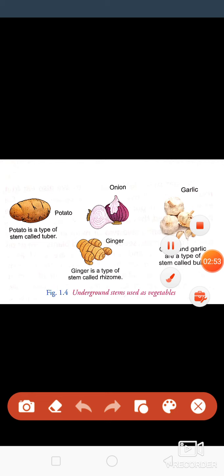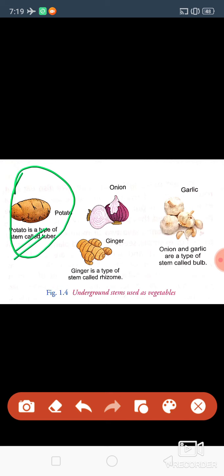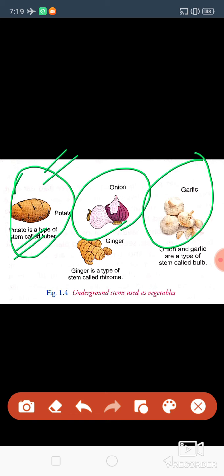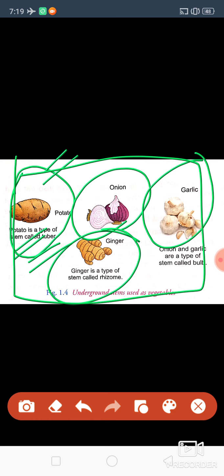Look here, potato is a food item which we get from the stem. Potato is a stem part. Like that, onion is also a stem part of the plant. Garlic is also a stem part of the plant. Ginger is also a stem part of the plant. Okay, so all these are the food parts which we get from the stem of the plant. You can be asked to mention the names of the food items which we get from the stem of the plant. So these are the food items which we get from the stem of the plants.